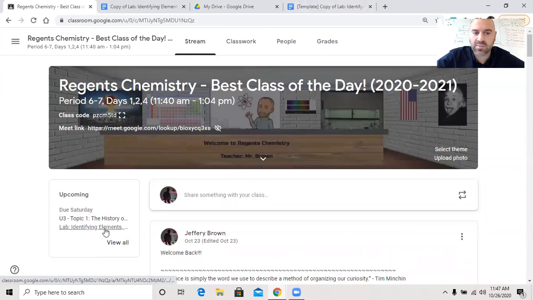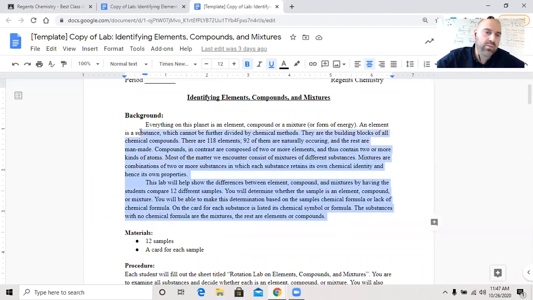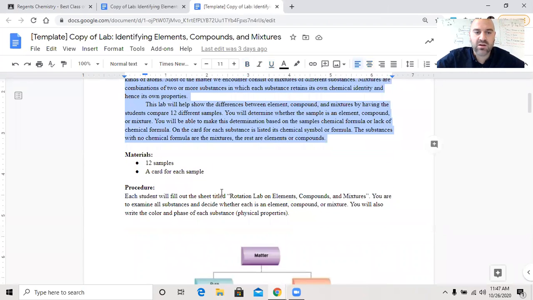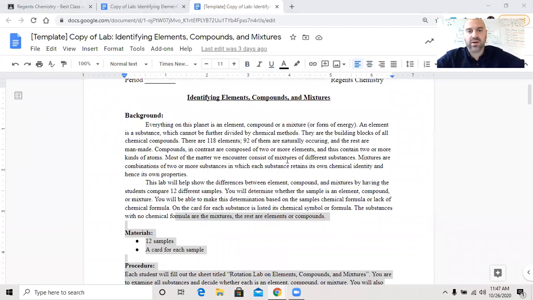But anyways, just open up lab, identifying elements. Boom. Click on that. And please take 3, 4 minutes to read through the background, the material, and the procedures for today's lab. So let's wait till 11:50. Please read through the first 3 paragraphs.